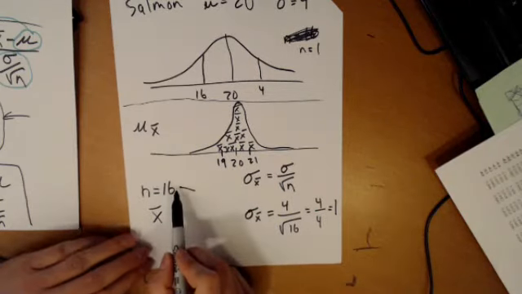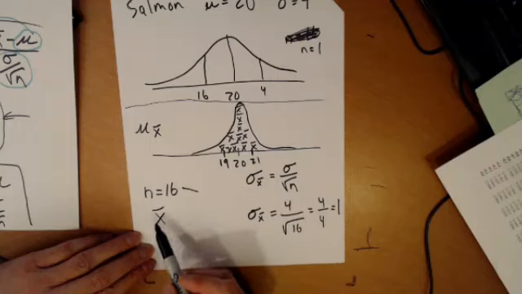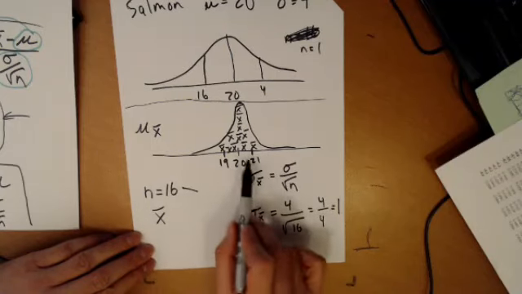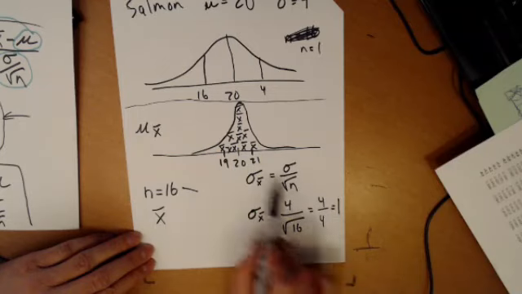So if I'm looking at a sample size of 16, the X bar from that sample size is usually going to be between 19 and 21. It's going to be within 1 of that center.